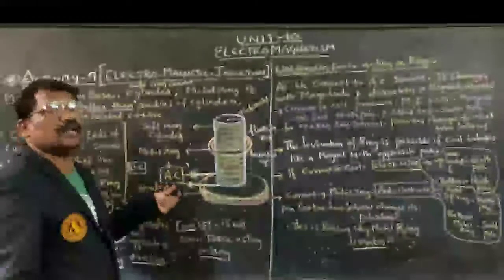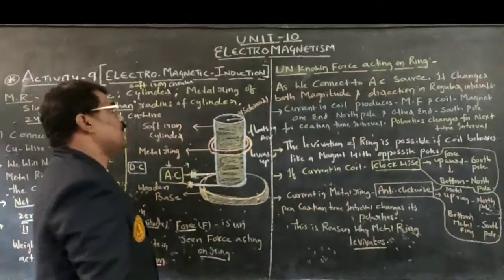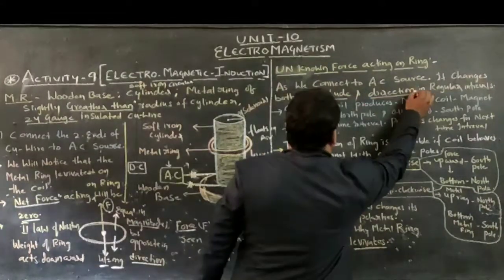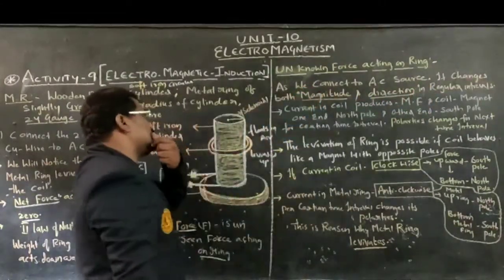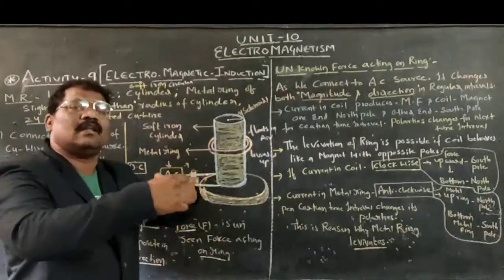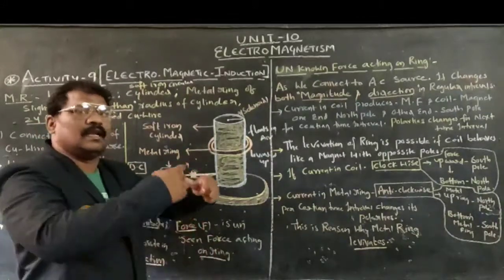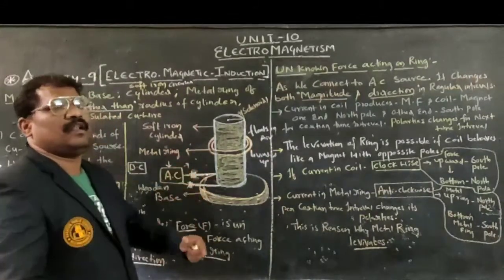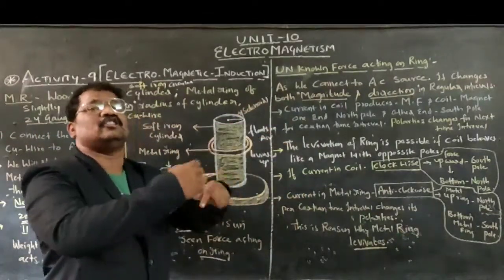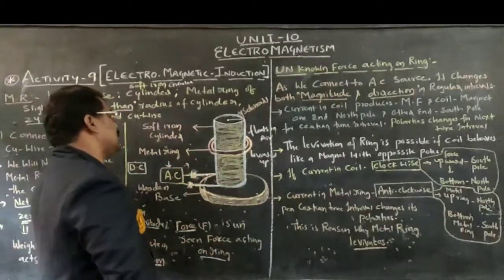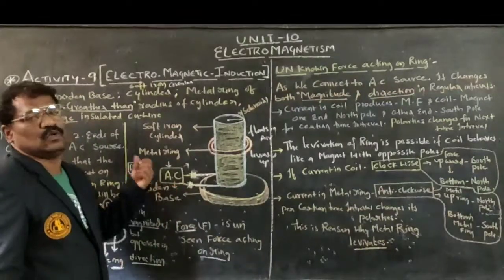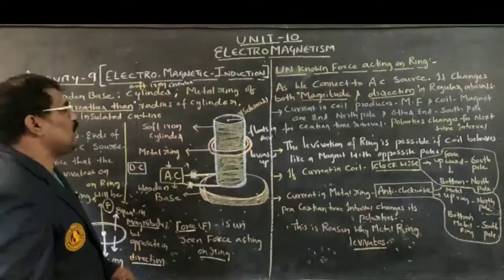This AC source, alternate current source, changes both the magnitude and the direction of the force. Both the magnitude as well as the direction of the force acting upon the metal ring will gradually change at regular intervals of time. As the time interval changes, what happens? The magnitude and direction of the force also gradually change, as we have connected one source. What is that source we have connected here? AC source. As we have connected an AC source, what happened?